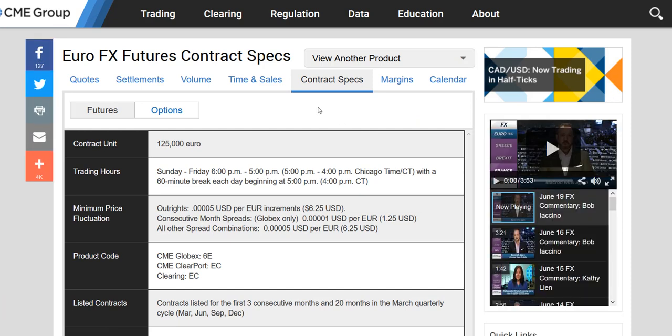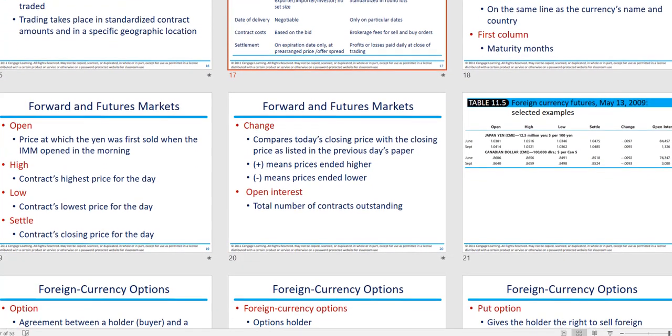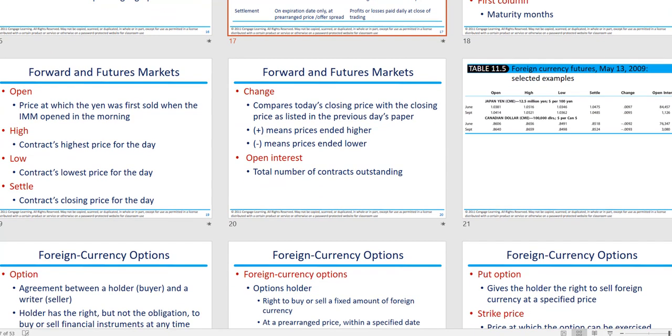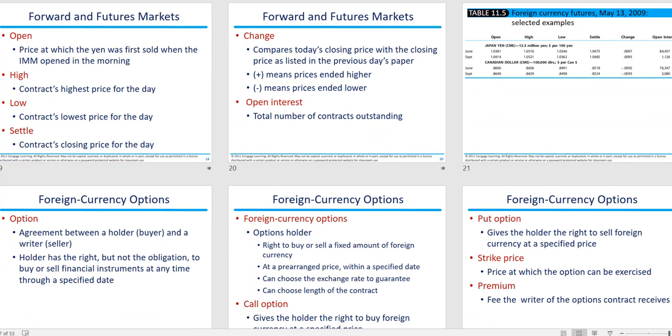Now we are in the contract specifications for these futures contracts. These are standardized to lots of 125,000 euros. No more, no less. So you can buy 2 lots, which would amount to 250,000 euros, or you can buy 8 lots, which would amount to 1 million euros. So this is the standardization we were talking about, as opposed to forward contracts where you can tailor your needs. The following slides cover what we just saw at the Chicago Mercantile Exchange.